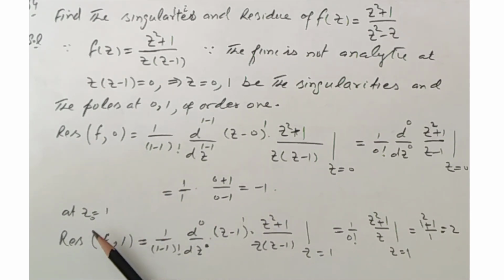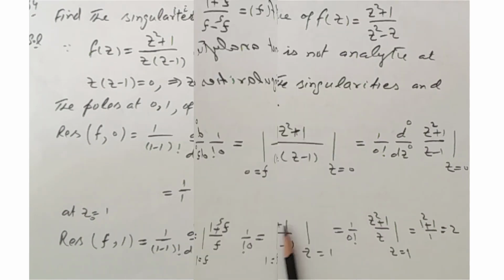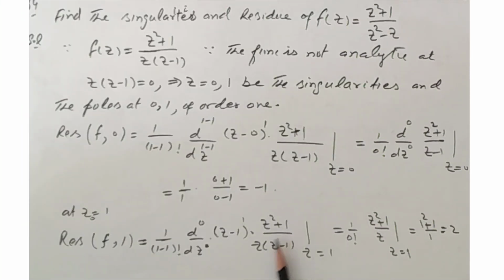Now you find the residue at z equal to 1. Again, the residue of the function is 1 by (1 minus 1) factorial, d^0 over dz^0, of (z minus 1) times z squared plus 1 over z times (z minus 1). So these terms will cancel, and we apply the limit when z equal to 1. Here this becomes (1 squared plus 1) over 1, so this becomes 2. So 2 is the residue of the function at 1.